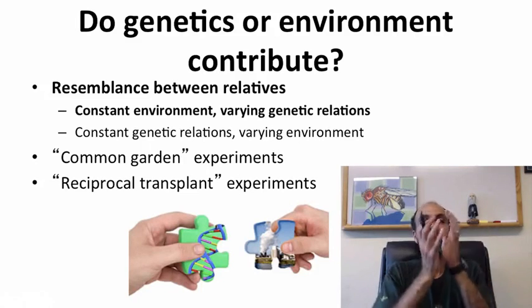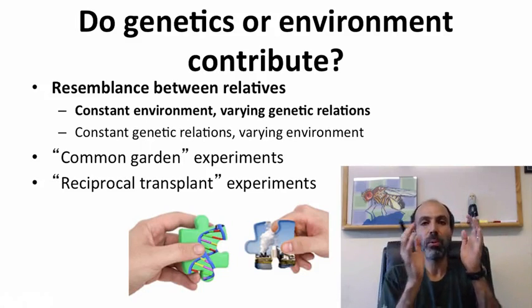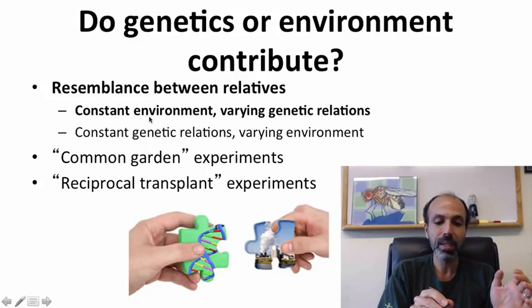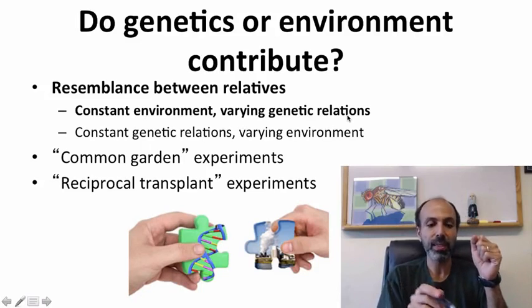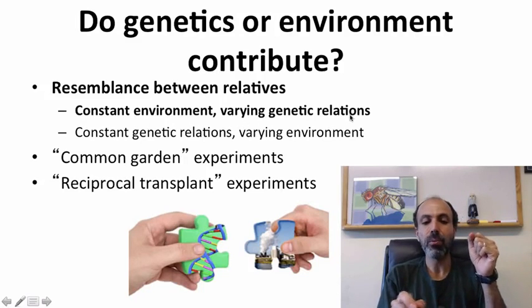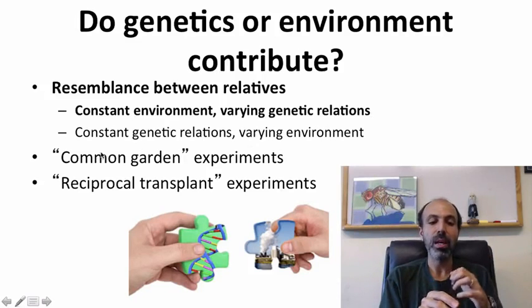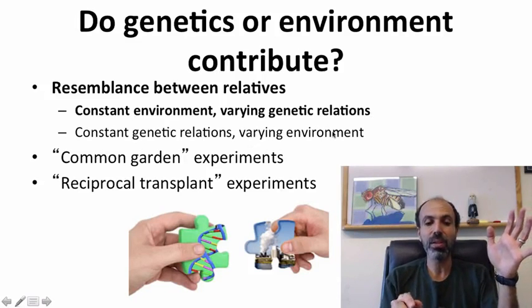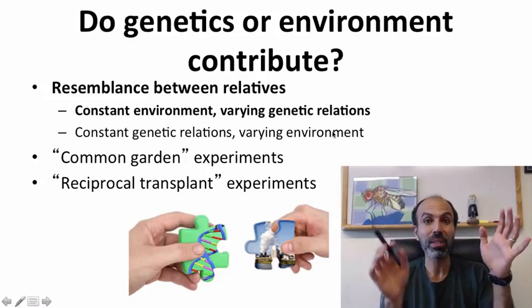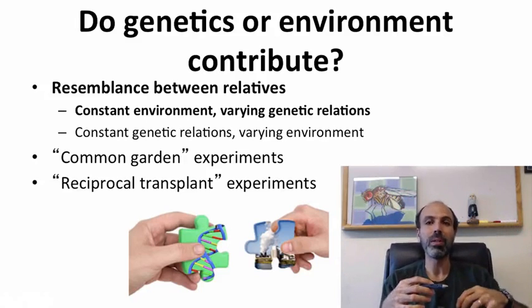The idea here is we want to separate genetics from environment. We want to keep one side constant and vary the other and see if there's an effect. If we're keeping the environment constant, we vary the genetics and we see an effect, then there must be some genetic contribution. If we keep the genetics constant, we vary the environment and we see some sort of effect on the phenotype, then there must be an environmental component.